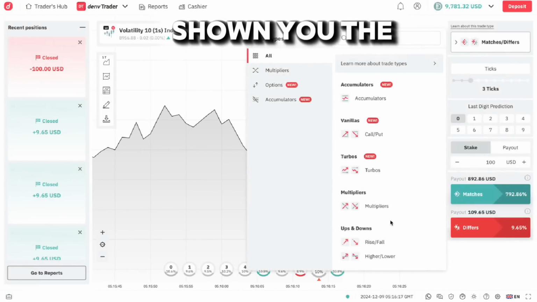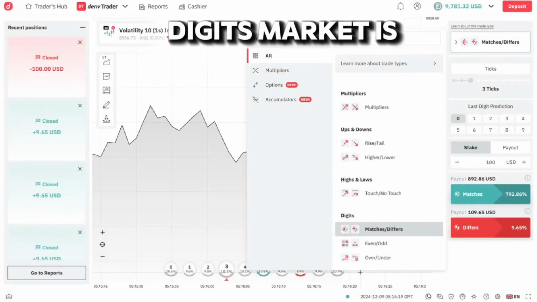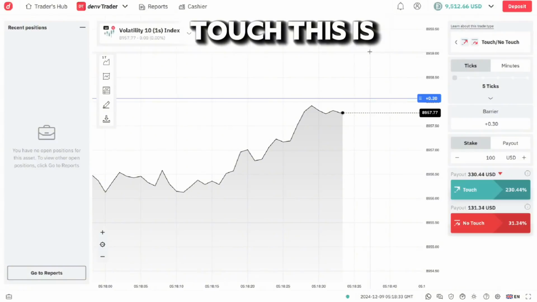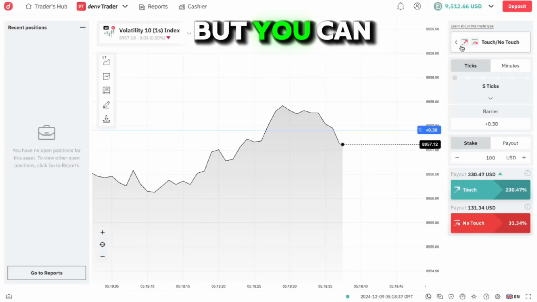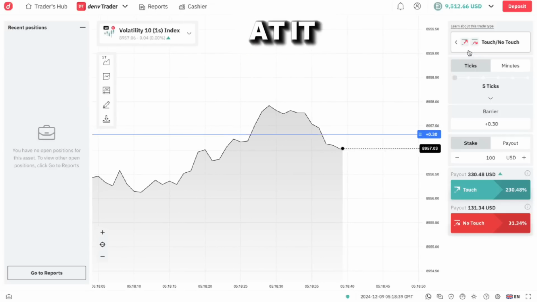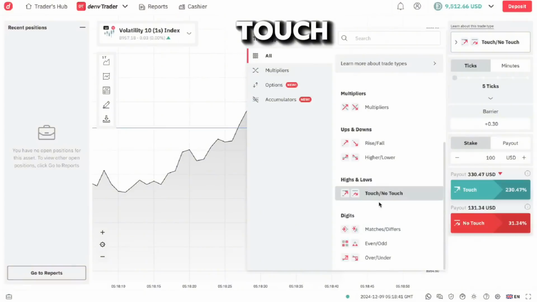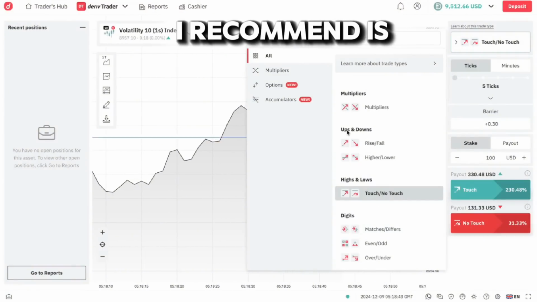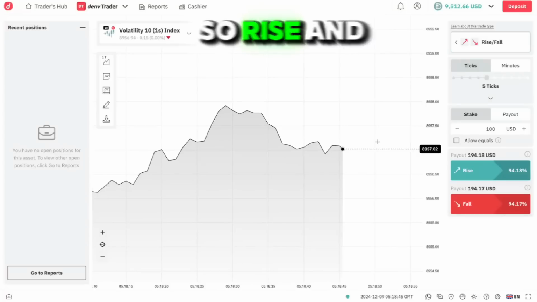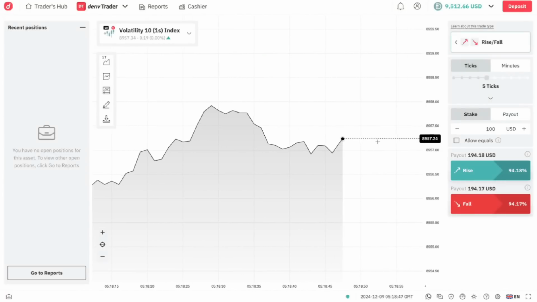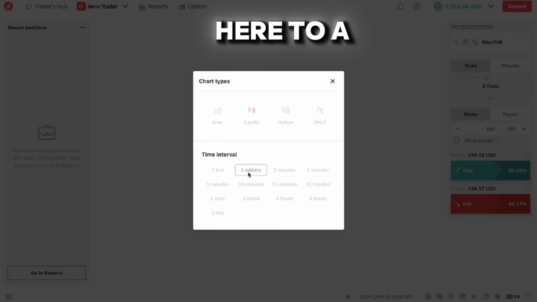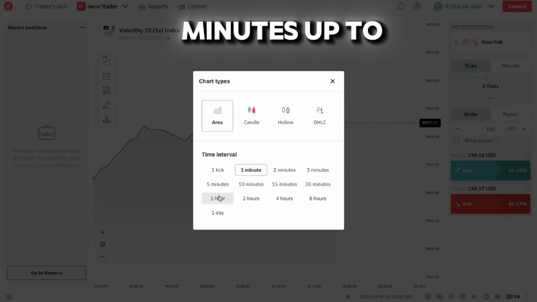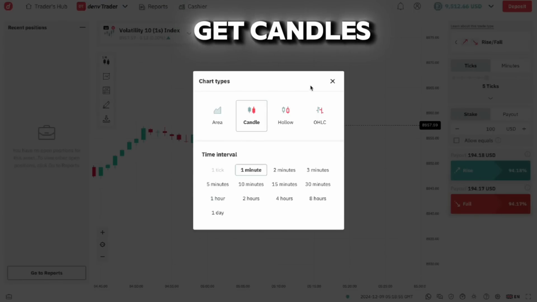So I've just shown you the digits market. So let's go to touch no touch. This is pure gambling. I don't recommend trading it, but you can take your time to go look at it. The other type I recommend is ups and downs, so rise and fall. On rise and fall, the best way is to change the chart here to a minute, 2 minutes, 3 minutes, up to a day, so that you get candles.